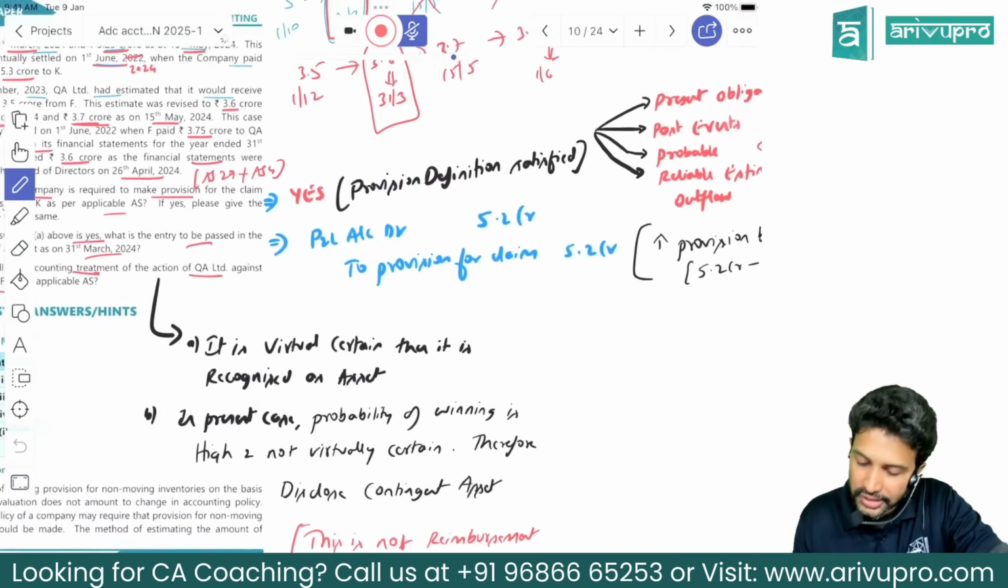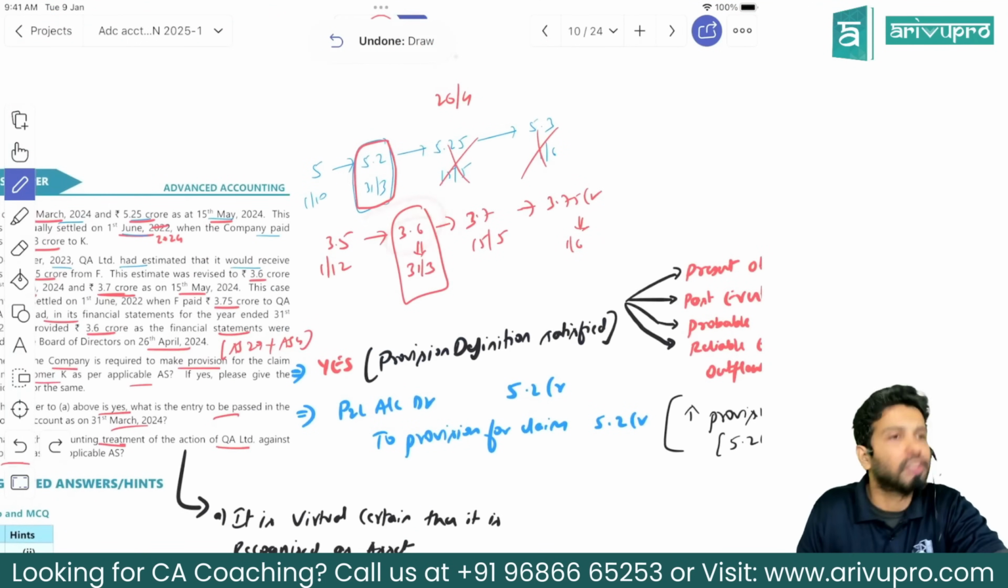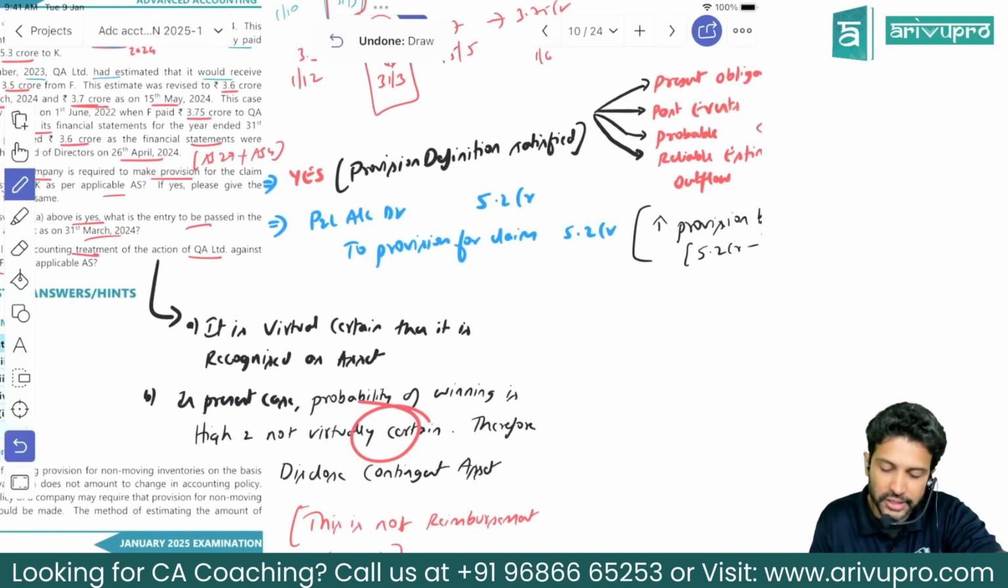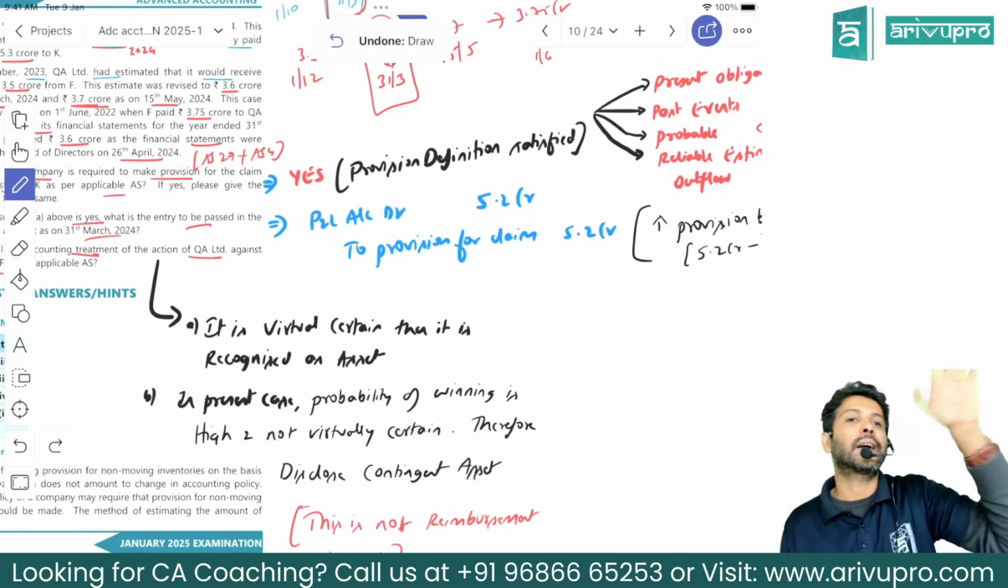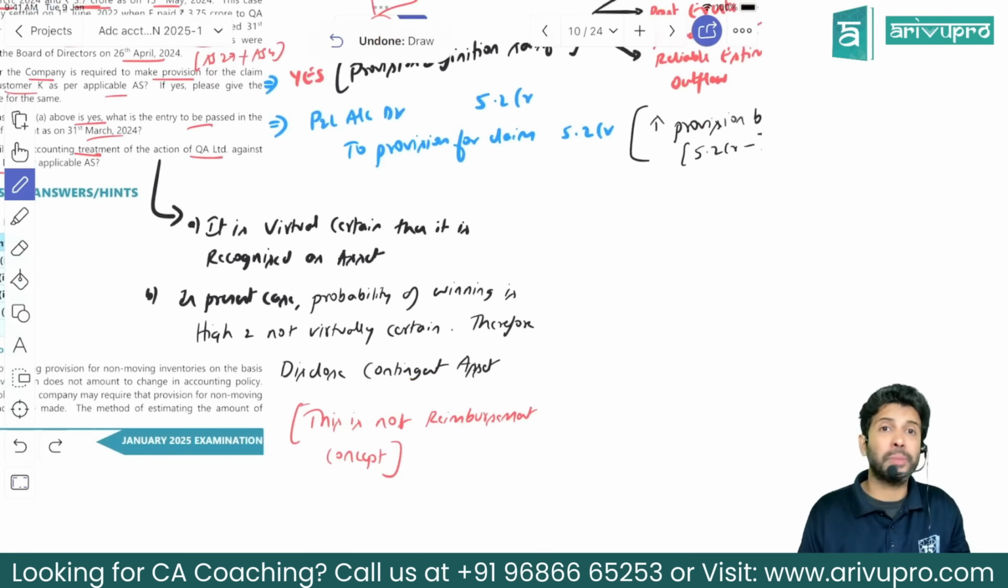Okay, it's not virtually certain. If it was virtually certain, you would have booked an asset, for what value? 3.6 crores. But it is not virtually certain here. It's only that the probability of winning is high. It is not virtually certain, hence what will you do? You will disclose a contingent asset. Don't get confused with the reimbursement concept. This is not the reimbursement concept.